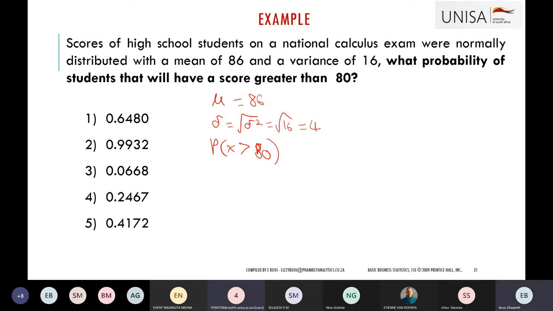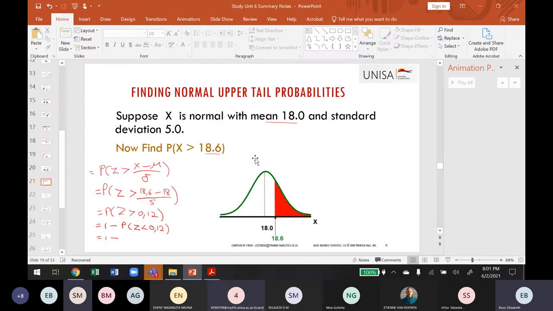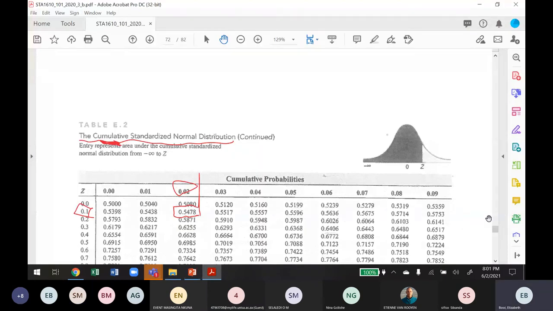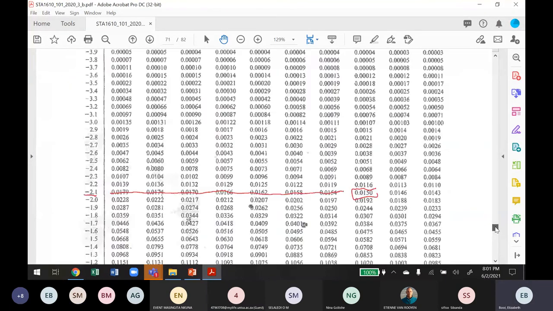Do you want me to go to the table, or do you have a table? Let's go to the table. Positive or negative side of the table? Negative side. Okay.